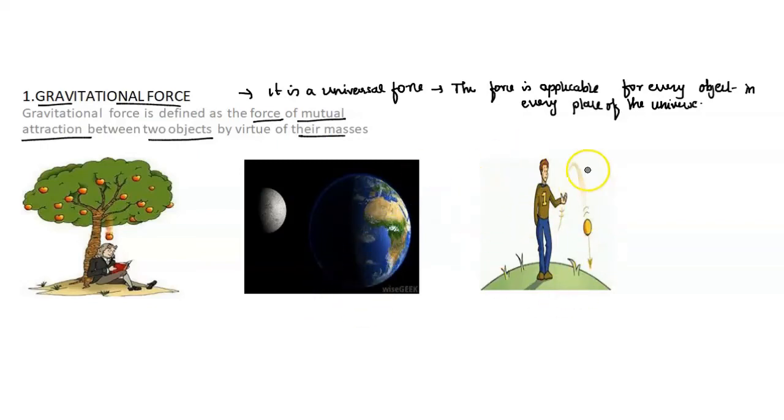Imagine this scenario: a boy is playing with a ball, and when he throws the ball upward, the ball reaches some maximum height, and due to gravitational force it comes back to the ground. This is one example of gravitational force. Among the four fundamental forces, gravitational force is the weakest force.